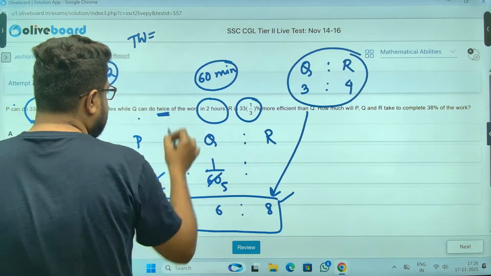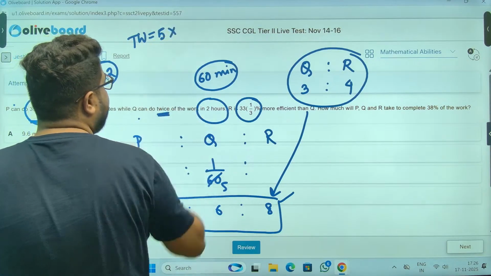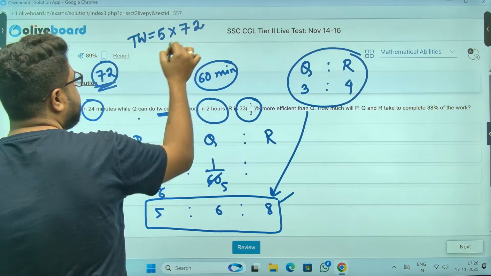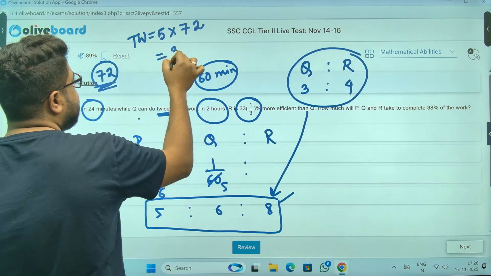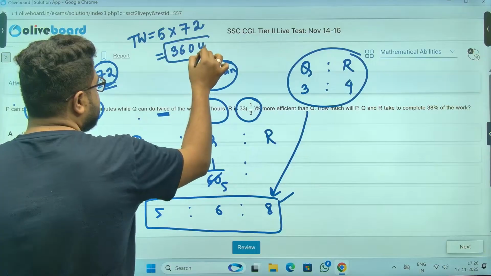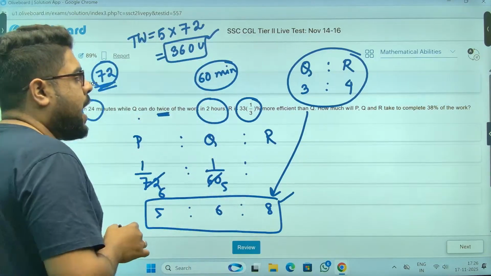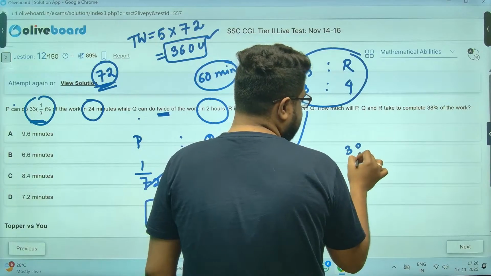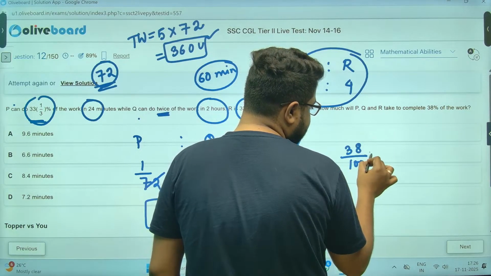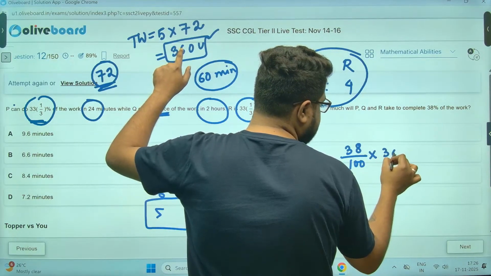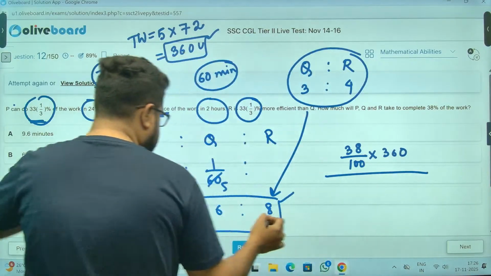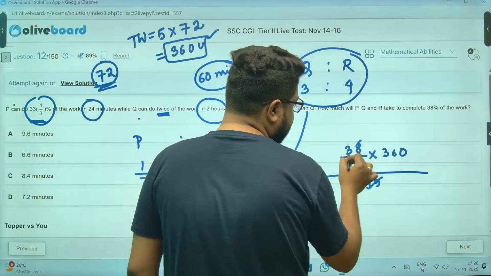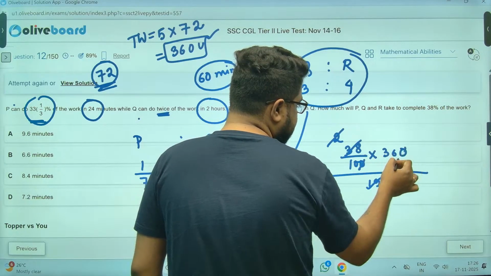Now, sir, total work. Sir, you take anybody, I'm taking P. It can do 5 units a minute, taking 72 minutes to complete. So that means 360 units is the total work, sir. Now, how much will PQR take? So 38%. 38% means 38 by 100 into total work 360. Who will do this? All three together. 5 plus 6 is 11 plus 8 is 19, sir. So 19 twos are this. So this 0 0 gone.